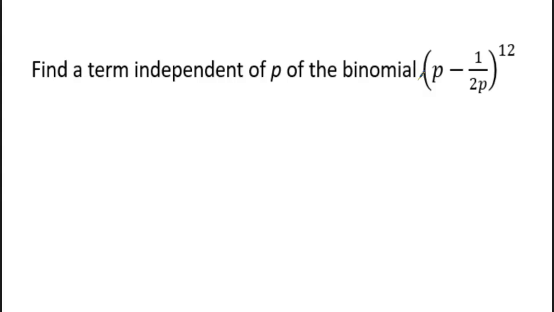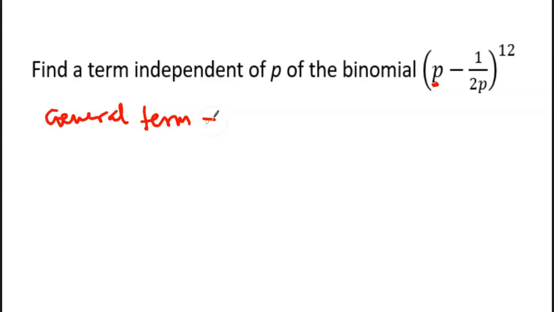Now, care must be taken in solving this question. Look at this p here. P is found in the first term, and then p is also found in the second term. So what you have to do is to rearrange so that all the variables will be together. Now, to do that, we use the general term of binomial expansion.